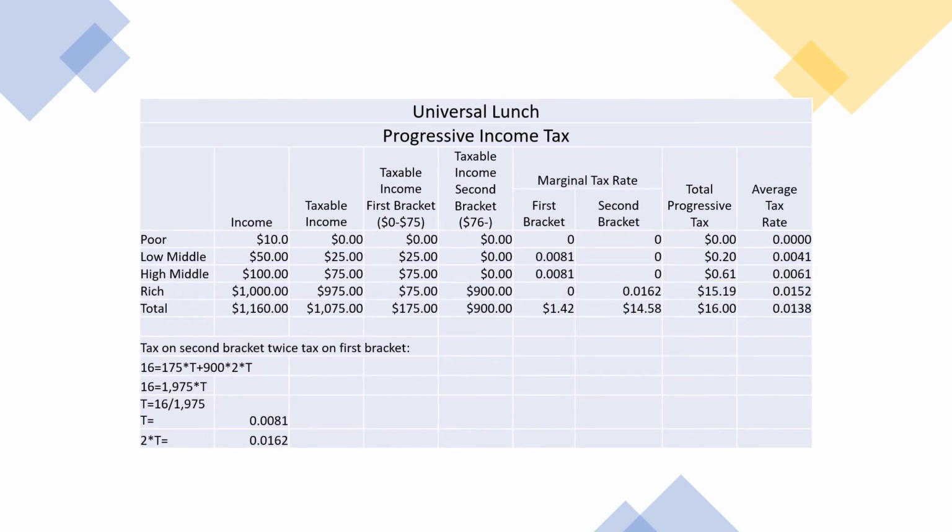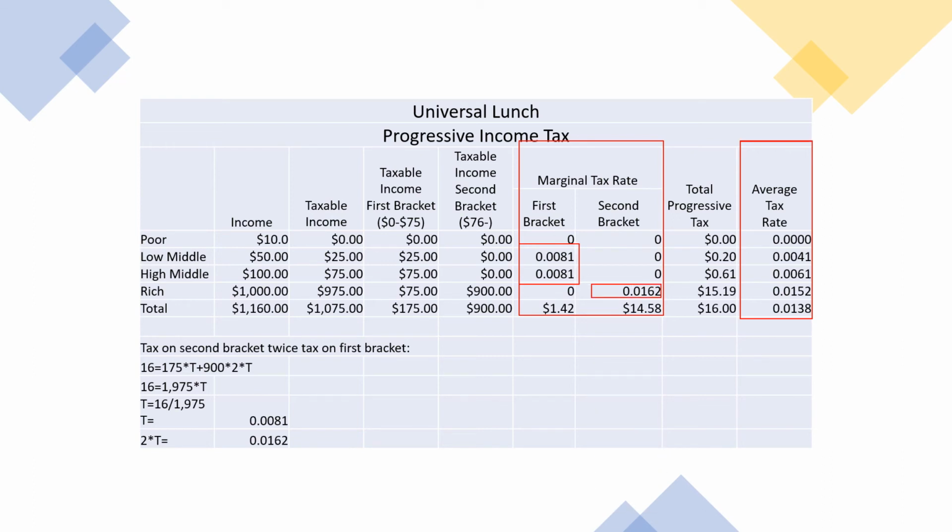There are two figures that together capture the tax obligation of a family: the marginal tax rate and the average tax rate. The marginal tax rate tells us how much a family would have to pay out of an additional or marginal dollar. We see that out of a marginal dollar, a middle-income family would have to pay 0.81 of a cent, whereas a rich family would have to pay 1 cent 0.62.